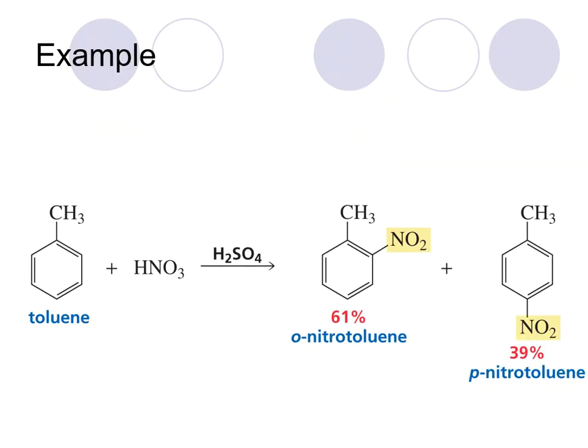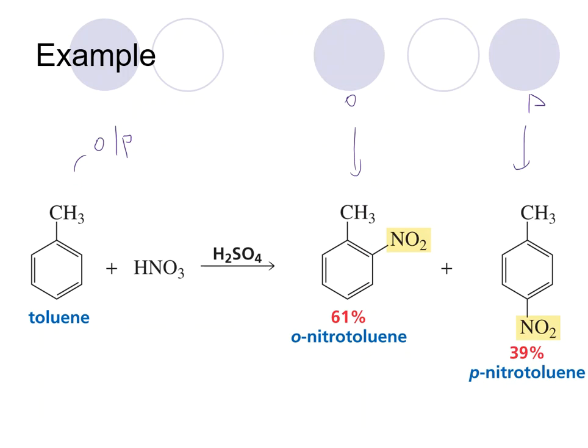All right, so here's an example. This is toluene. Toluene's pretty simple. It's just the CH3 group, right? That's it. Just the CH3 group. They like to use this example because toluene is an O and a P director. So here we see the ortho getting formed, and there we see the para getting formed.